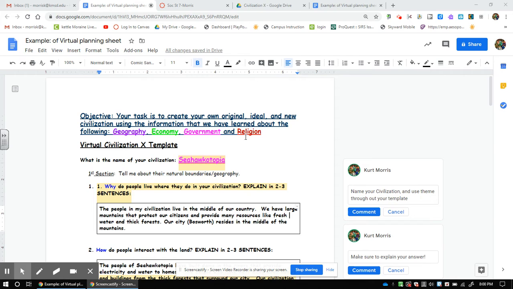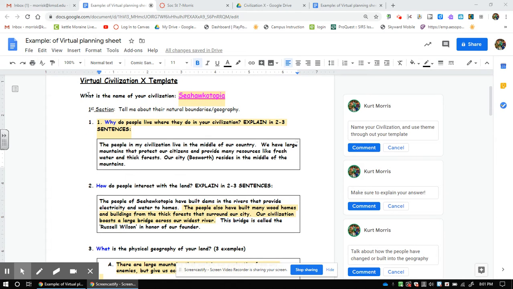Now, you're going to be turning that into a Wii video. But before we get to the Wii video, we have to talk about the template and break each one of these pieces down. So that's what I want to show you in this example. This is a template example that I made. It says here, your objective of your task, create your own original idea and new civilization using the information that we've learned about with these four things we just talked about.